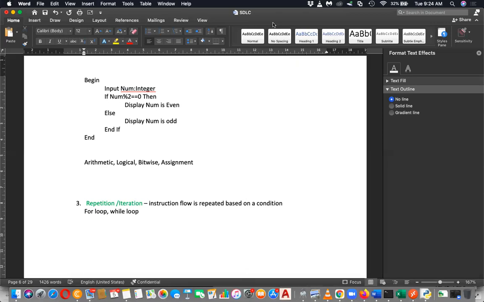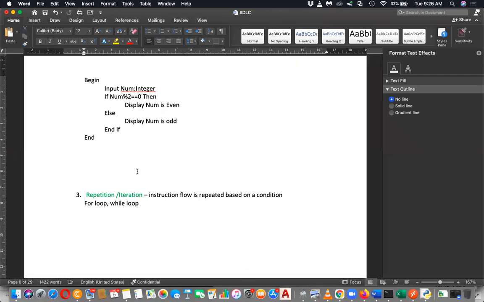Then logical operators: and, or, not. Assignment operators: equal, plus equal, minus equal, star equal, percentage equal. Bitwise operators: bitwise and, bitwise or, bitwise not, and bitwise xor. Yes, that's right. Those are the things. So we discussed all the operators.